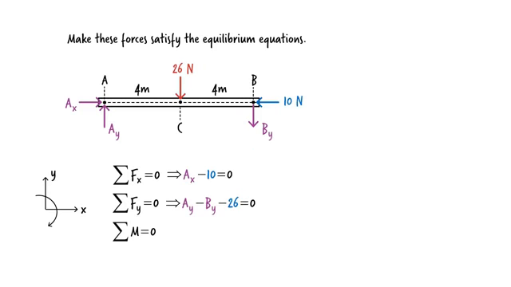Furthermore, to write the moment equation, I need to pick a point. Let's pick A. There are 2 forces that cause a non-zero moment about A. The downward force of 26 newtons and the downward force of By. The distance from the 26 Newton force to point A is 4 meters, and the distance from By to point A is 8 meters. By the way, we often refer to these distances as the moment arm.